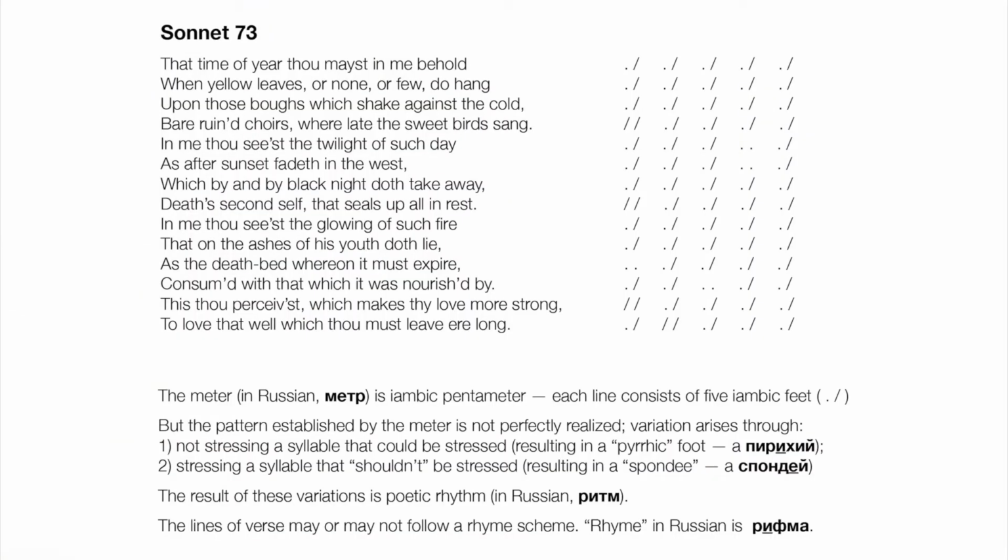So a foot is going to consist in Russian of, for example, a stressed syllable and an unstressed syllable, or first unstressed and then stressed. So that would give us a two-syllable poetic foot. And then the other issue is how many of these feet do we get in a given line of poetry, right? And that would give us ultimately a sort of syllable count for the line of poetry.